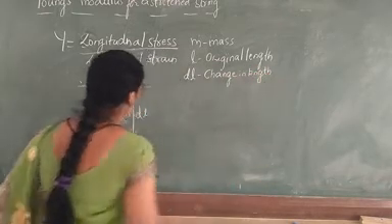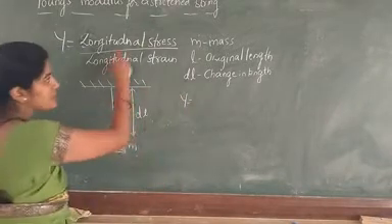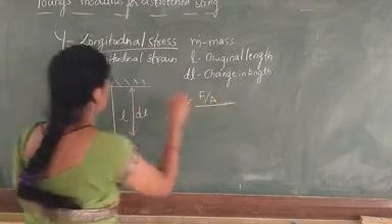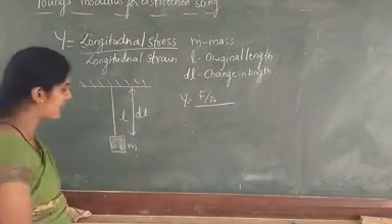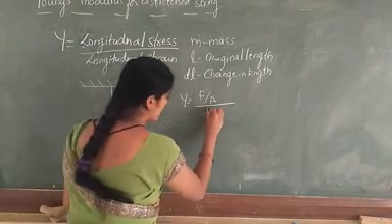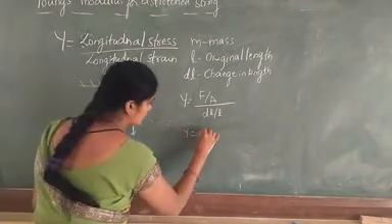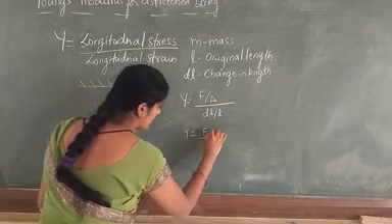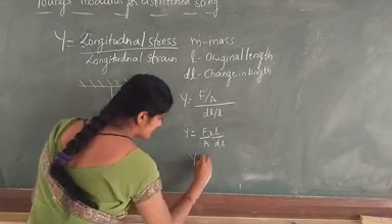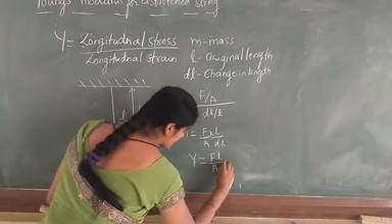Now, according to this, we have to find Y is equal to longitudinal stress, which by definition is force per unit area, divided by longitudinal strain, which is the change in length to its original length, dl by L. This can be written as Y is equal to F by A into L by dl. We get the equation Y is equal to FL divided by A into dl.